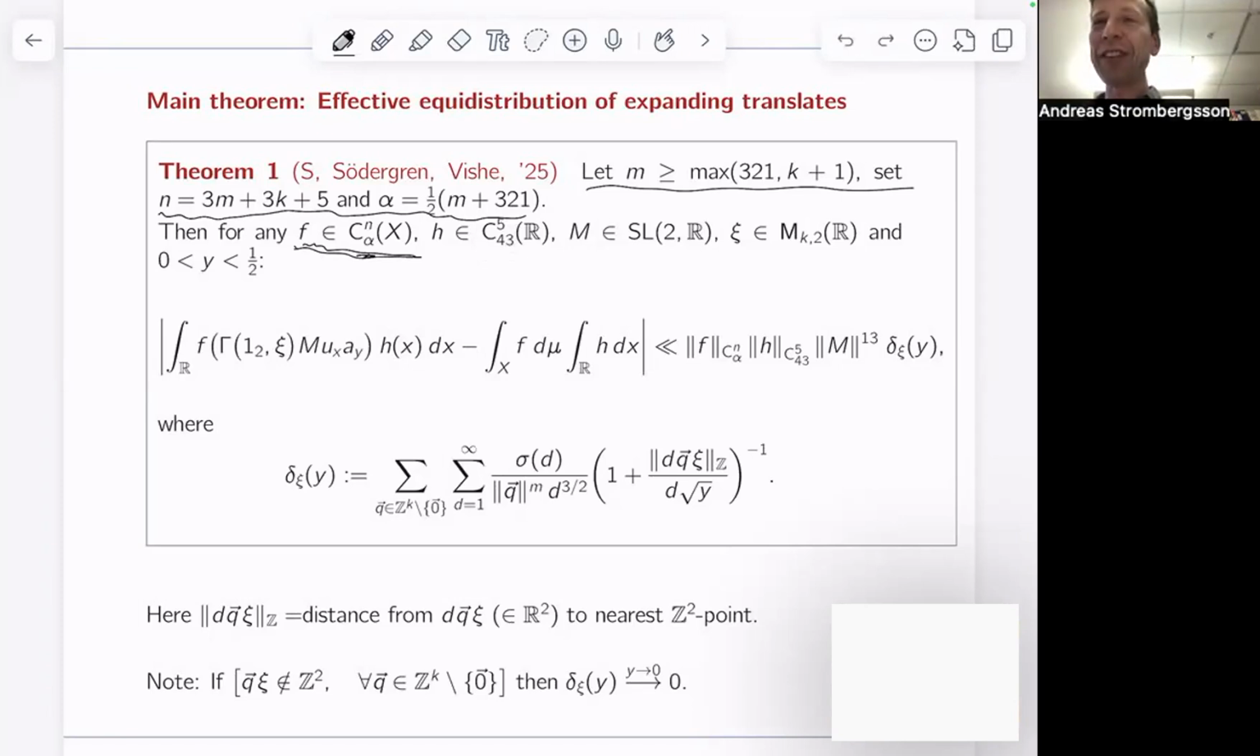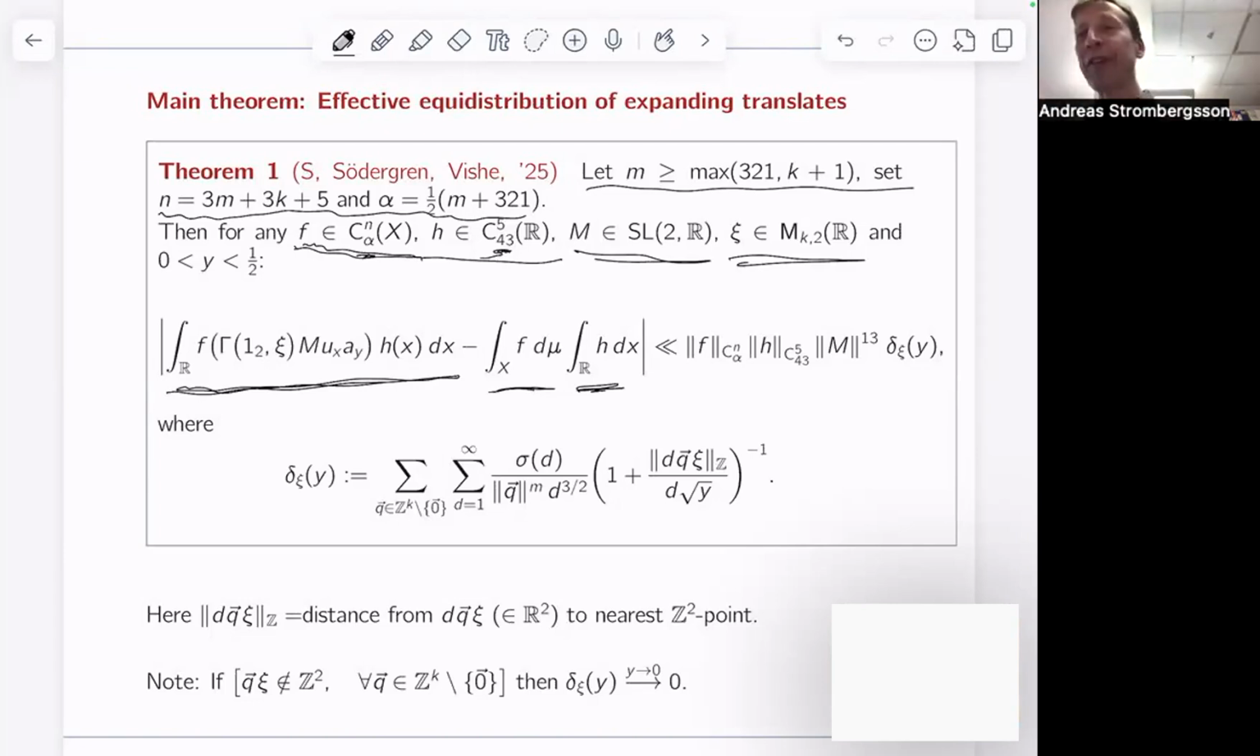But for such f and h, then for arbitrary m in SL2R and an arbitrary k/2 matrix xi, we have that this ergodic average that I just described before tends to the volume average of f. And here I didn't assume that h is a probability density. So here I have to take the Lebesgue average of h also. By the way, this number 43 says that we require h to decay quite rapidly. Basically, you can take h to have compact support, if you like.